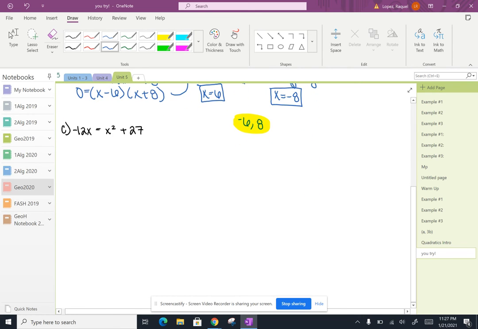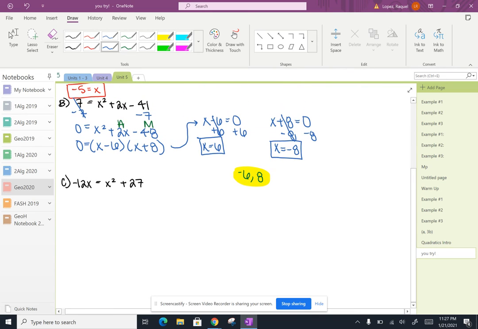Okay, let's do the last one. Again, I need to set it equal to 0. It's not set equal to 0, so I'm going to do that by adding 12x to both sides of my equation. And I end up with 0 equals x squared plus 12x, and I'm putting the 12x right here because I want to put things in descending order, plus 27.